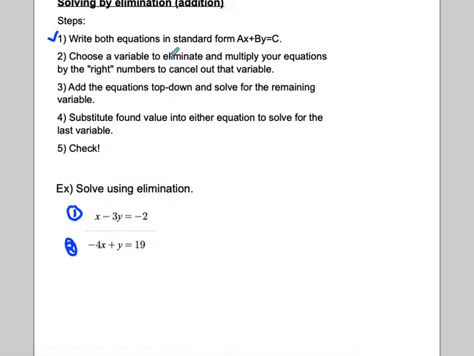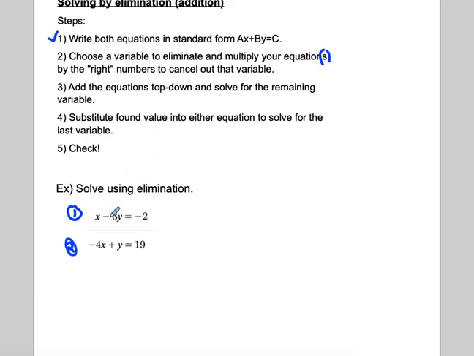So next, we're going to choose a variable to eliminate and multiply equations by the right numbers. So this should really kind of be in parentheses. You may not have to multiply both of your equations by something. This would be an example where we don't have to multiply both equations. So here, choose a variable to eliminate. So you can choose to get rid of x or get rid of y. I'm just going to choose to get rid of x for this first one. It doesn't matter, I could have chosen y, and I'll get the same numbers in the end eventually.